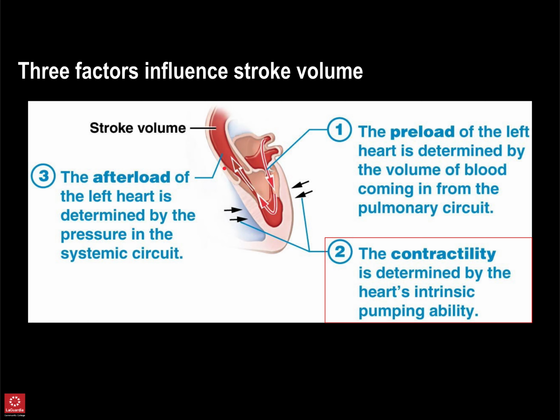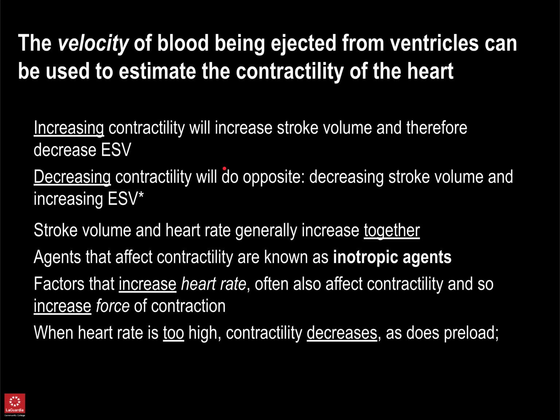Now let's talk about contractility. The velocity of blood being ejected from the ventricles can be used to estimate the contractility of the heart. Increasing contractility will increase stroke volume and therefore decrease the ESV. Decreasing contractility will do the opposite, decreasing stroke volume and increasing ESV. Now that's assuming that preload and afterload remain constant.